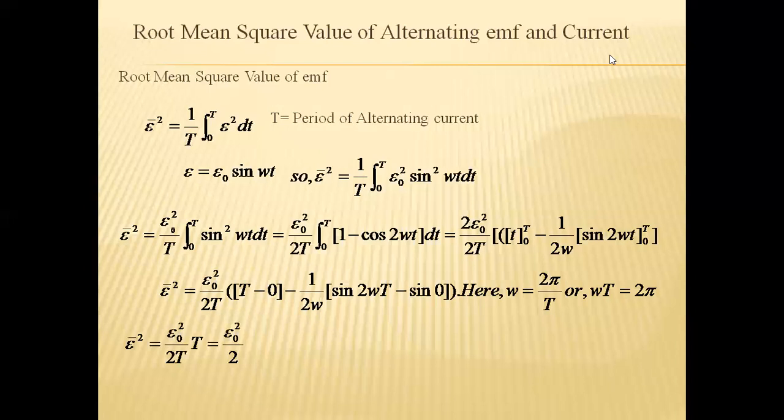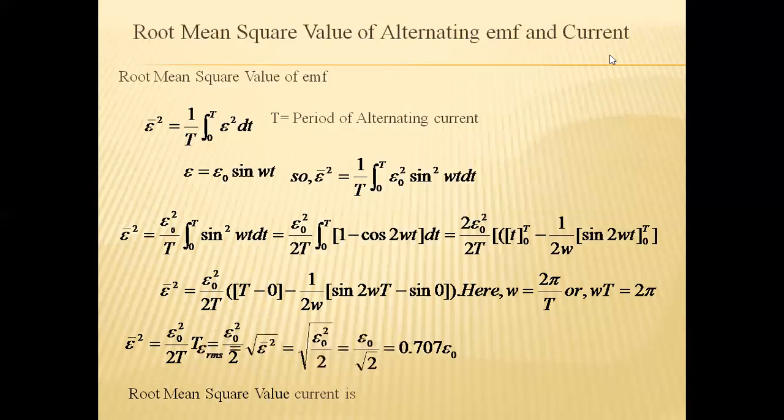Now we put the values into the equation and get that E bar square is equal to E naught square by 2T into T, that is E naught square by 2. Now we take the root of these values and we get E naught by root 2, that is 0.707 into E naught, and it is as usual the equation of current. That's why I RMS is equal to 0.707 into I naught.